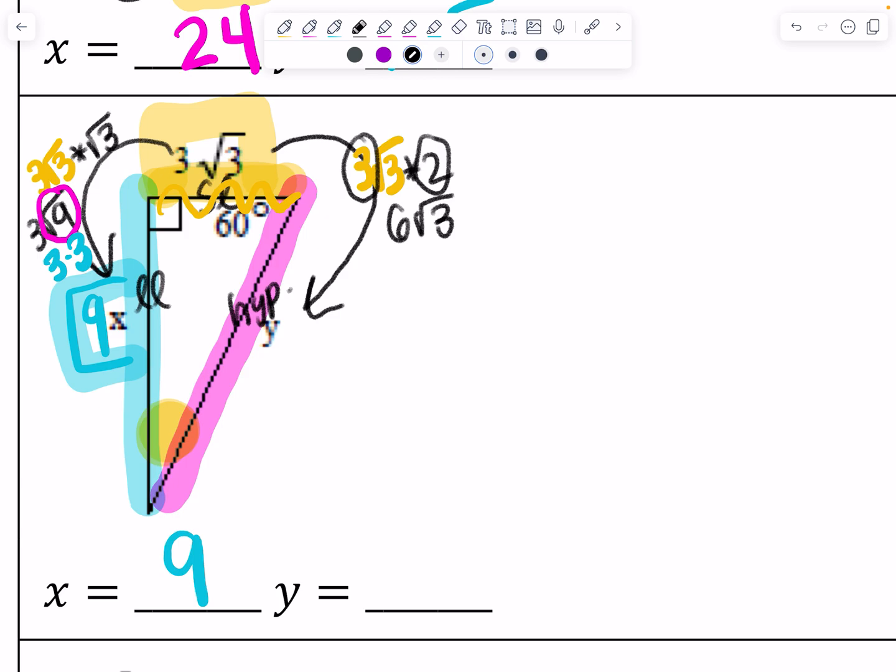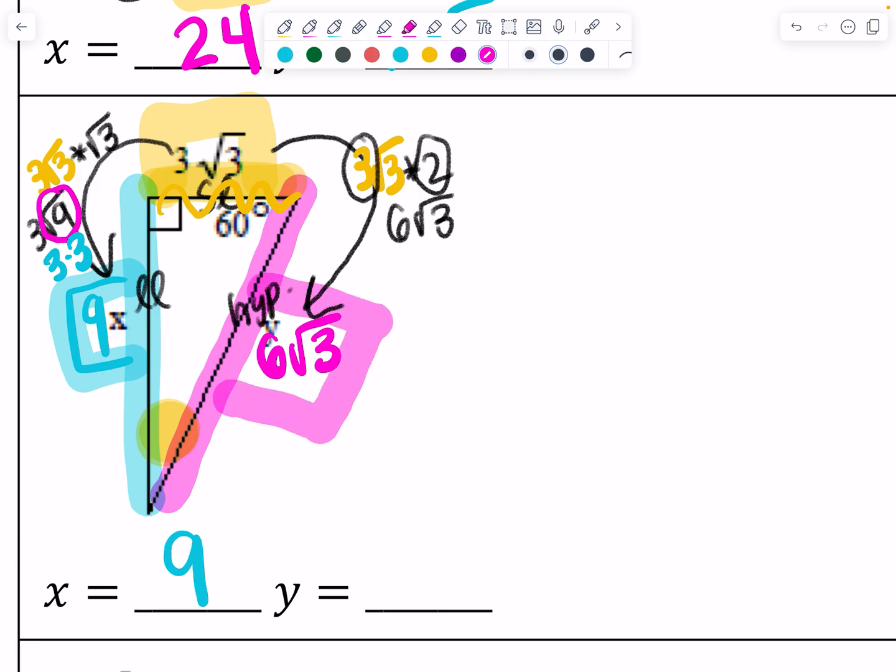And so then I have my value. That is going to be 6 root 3. So my hypotenuse is double 3 root 3, which is just 6 root 3. So my final answer for that is going to be 6 root 3. Okay, so while this doesn't look like it fits the script, it still does.